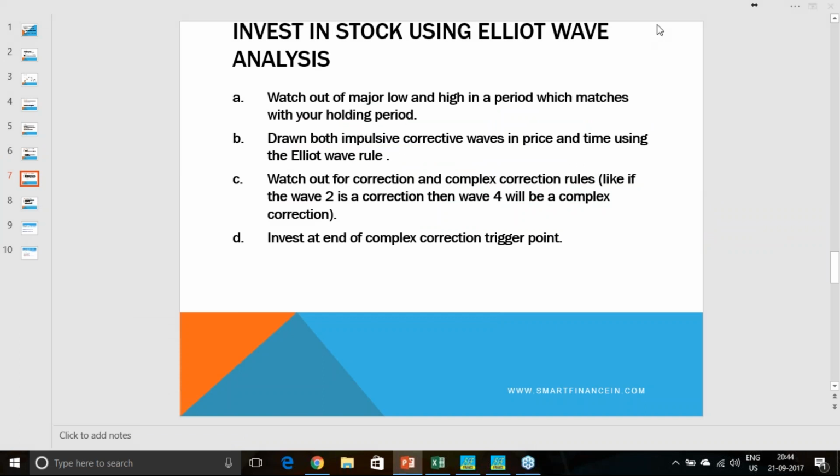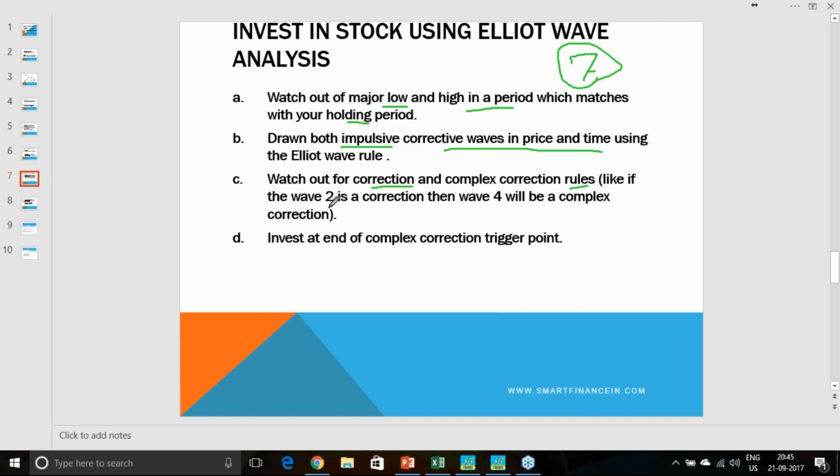Today we are going to learn some short-term investment techniques. Once we are going to invest in a stock, we have to find out and watch the measure of low and high in a period which matches your holding period. Suppose you are going to hold for 7 days. In those 7 days, what is the high and low? This is the static principle. We will go for the volatility way, where we do not know the high and low or do not want them at all. So in 7 days, what is the high and low? Draw both impulsive and corrective waves using these rules, whatever I have told. Watch out for a correction or a complex correction.